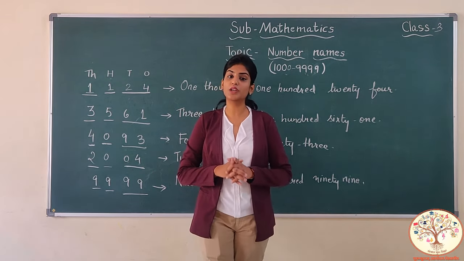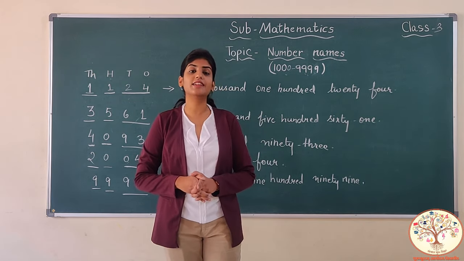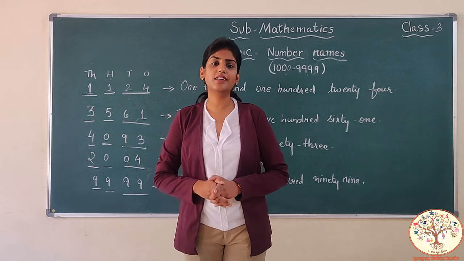There is homework for you. Write 100 4-digit numbers between 1000 and 9999 and their number names.